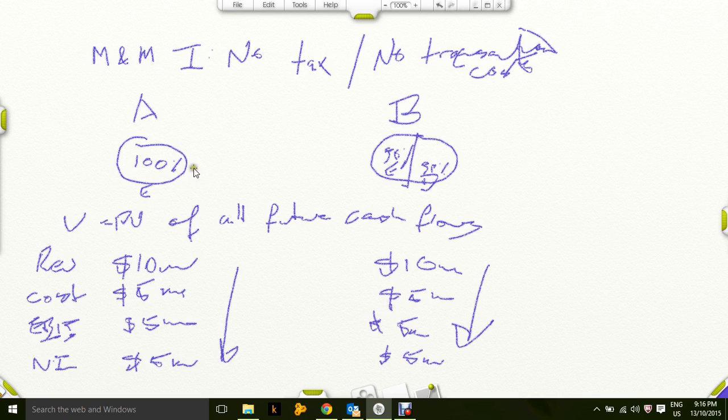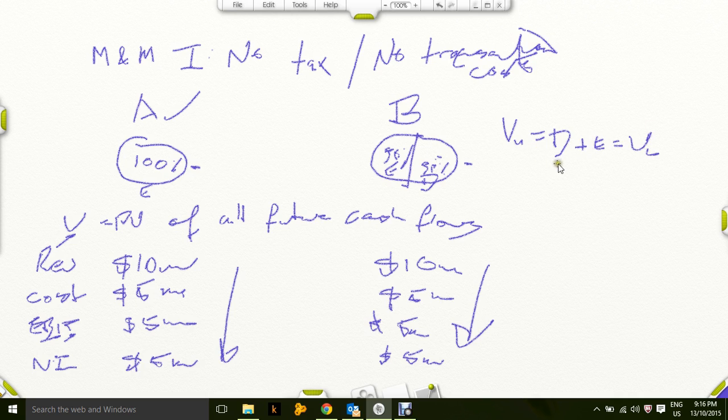The capital structure up here does not affect the cash flows, which means that the values of the firms are exactly the same. So the way they represent this is they say the value of an unlevered firm, which is company A, no leverage, there's no debt, is equal to the debt plus the equity, which is equal to the value of the levered firm, this one over here.